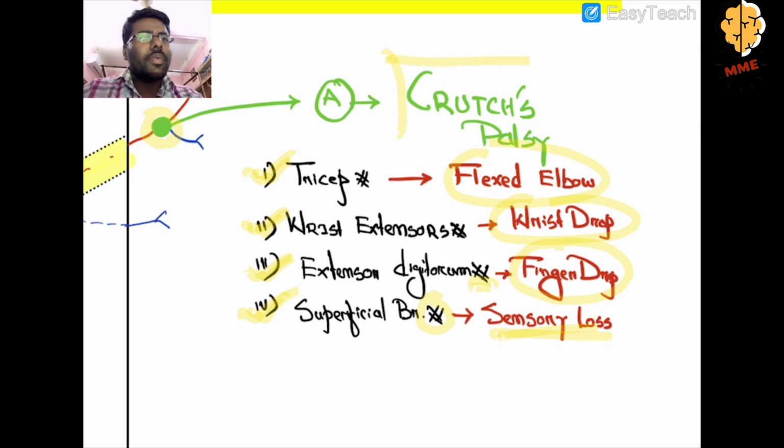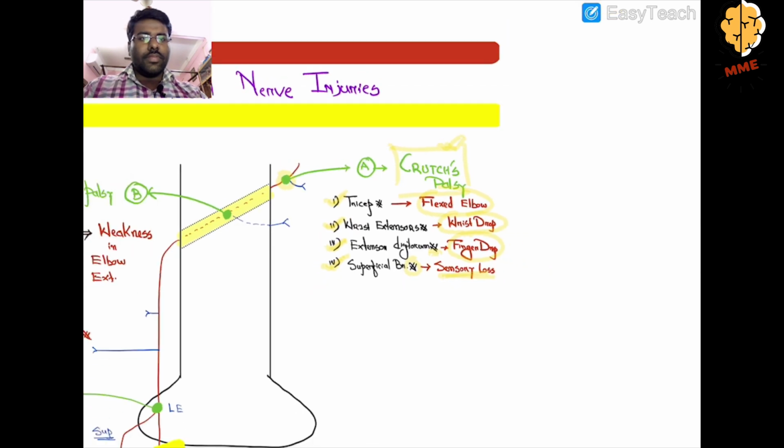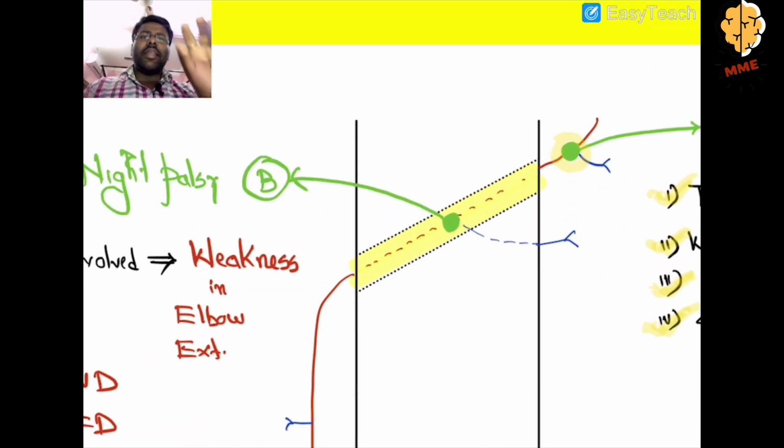So in case of the axilla injury, what can we say? Triceps involved, wrist extensors involved, extensor digitorum involved, and superficial branches involved. If the triceps is involved, the elbow gets flexed. If the wrist extensors are involved, wrist drop. Extensor digitorum, finger drop, and superficial branches, sensory loss.